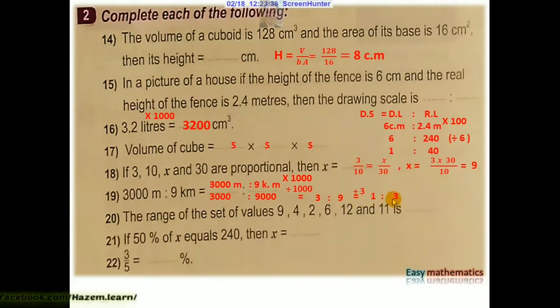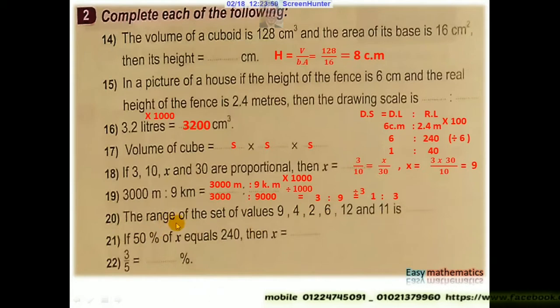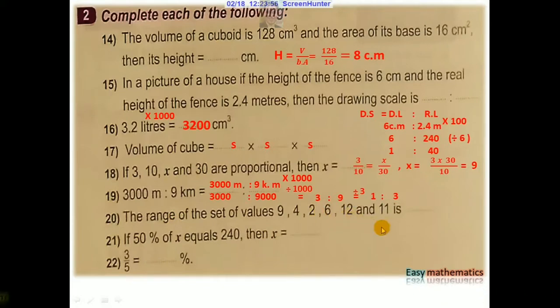Number 20, the range of the set of values 9, 4, 2, 6, 12, and 11 is what? When you ask me to find the range, we subtract the smallest value from the greatest one. It means we subtract 2 from 12. It will equal 10.